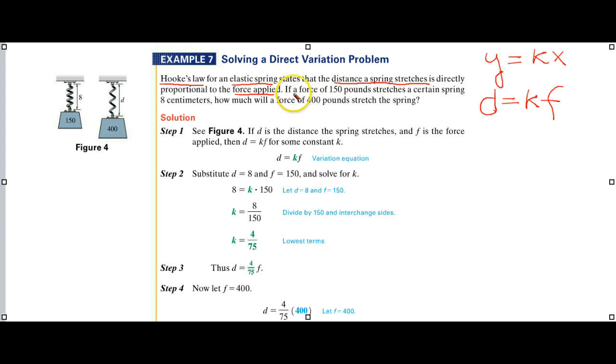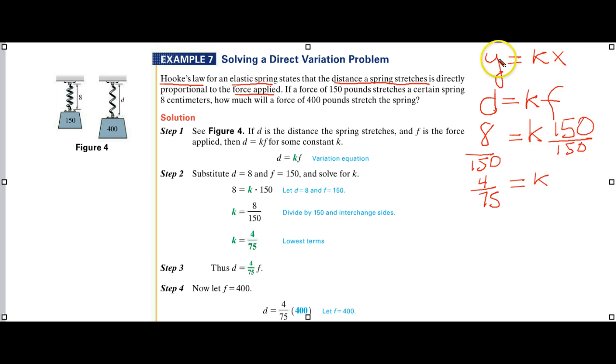Now it says if a force of 150 pounds, so we know now, we don't know k still, but we know the force is 150, and it stretches 8 centimeters. We now want to solve for k. Well, we're going to divide both sides by 150, and we get then k equals 4/75.